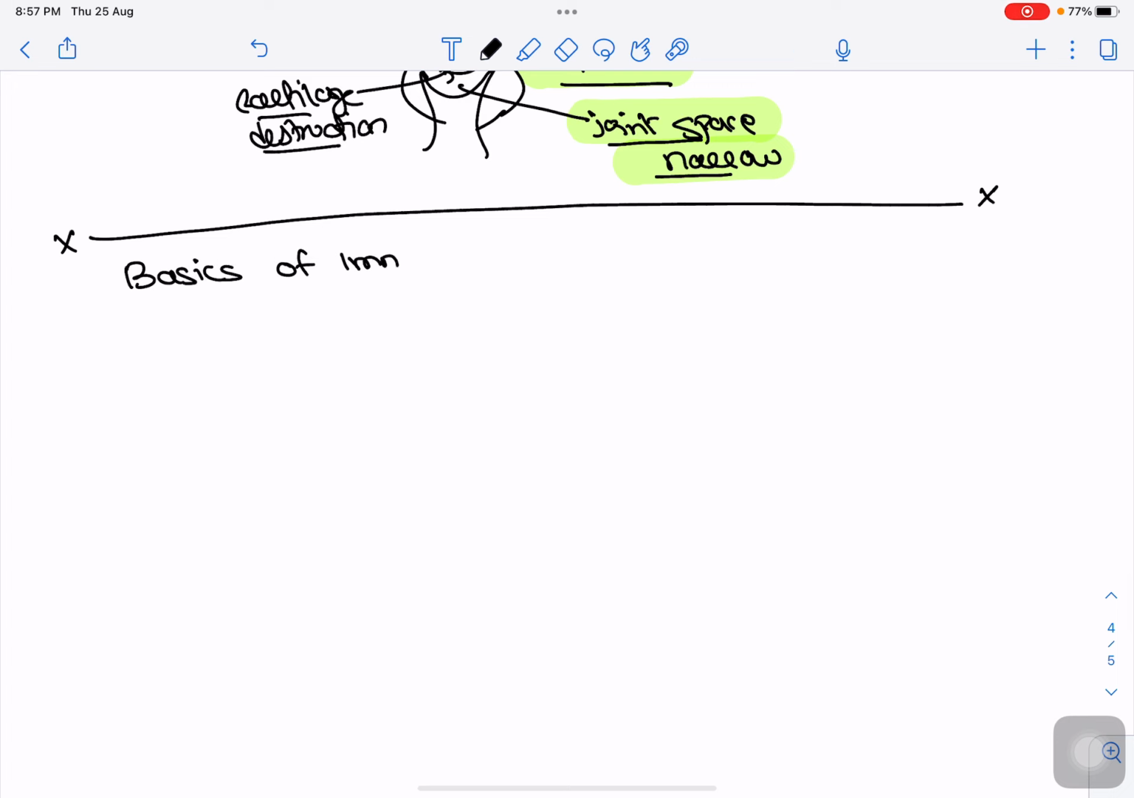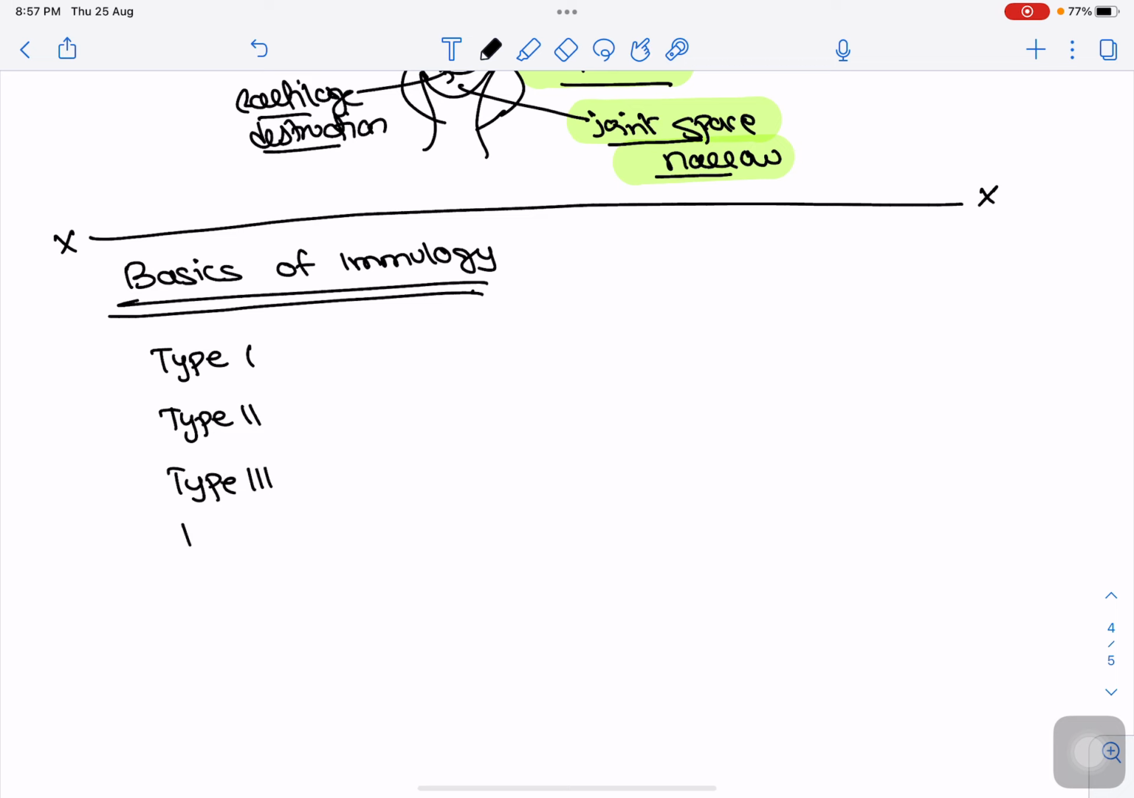So basics of immunology would cover the four types of immunology reaction that occur, and the mechanism of immune mediated disorders. For instance, there's type 1 reaction, type 2 reaction, type 3 reaction, and type 4 reaction. So type 1 reaction, the immediate hypersensitivity reaction, is an IgE mediated reaction.